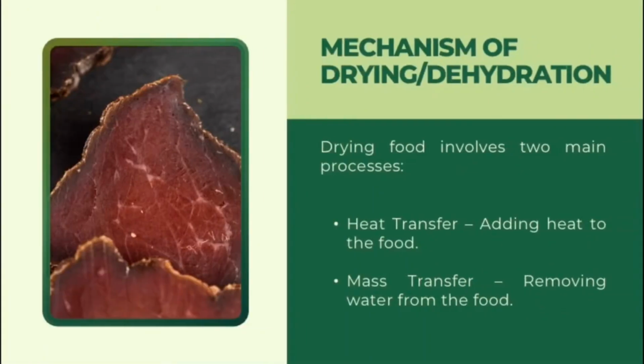So this slide explains the mechanism of food drying dehydration. It states that the process involves two main steps. First is heat transfer. So heat transfer is applying heat to the food. And the next is mass transfer. So it's removing water from the food.